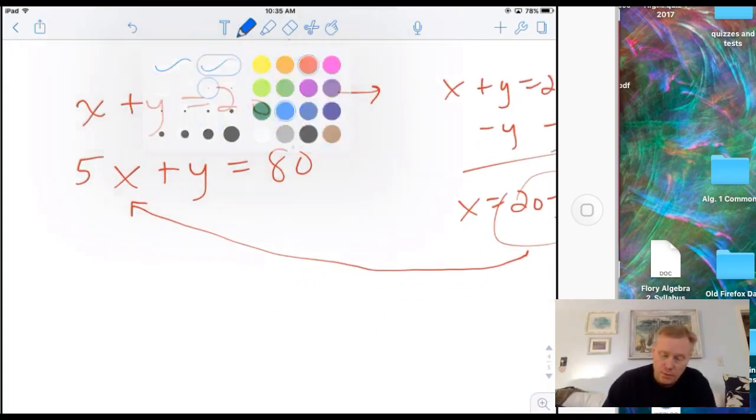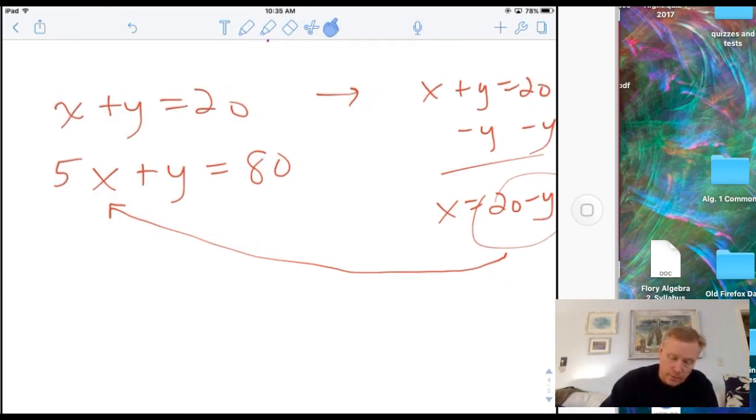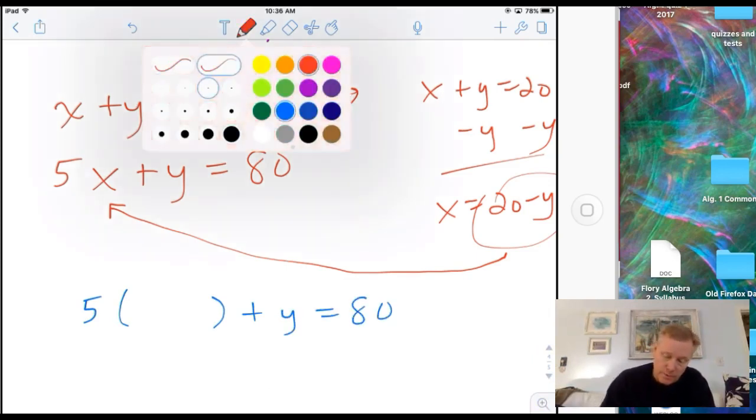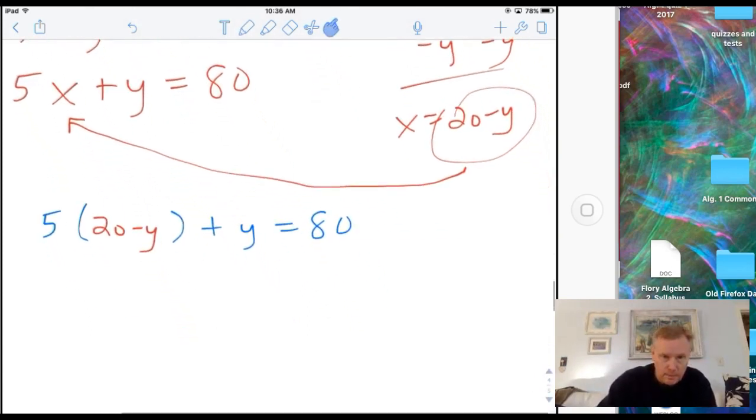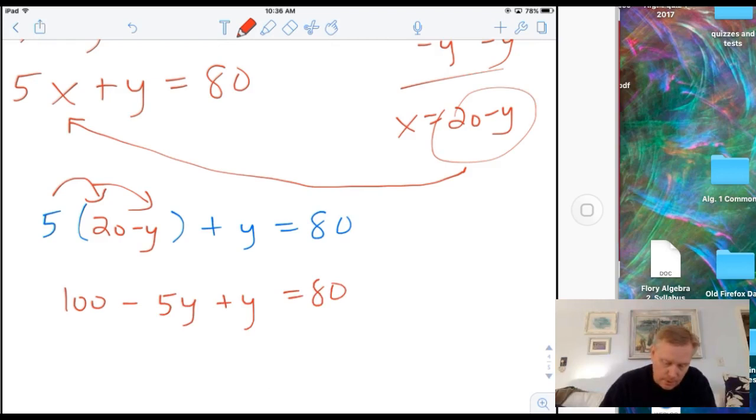Certainly not the only way you could have done this. You also could have gotten y alone. So if I go like this, 5, big parentheses, plus y equals 80. Now in the parentheses goes my substitution, which is the 20 minus y. Now I'm going to solve it using the distributive property. 5 times 20 is 100. 5 times y is 5y, equals 80. Negative 5y plus 1y is negative 4y.